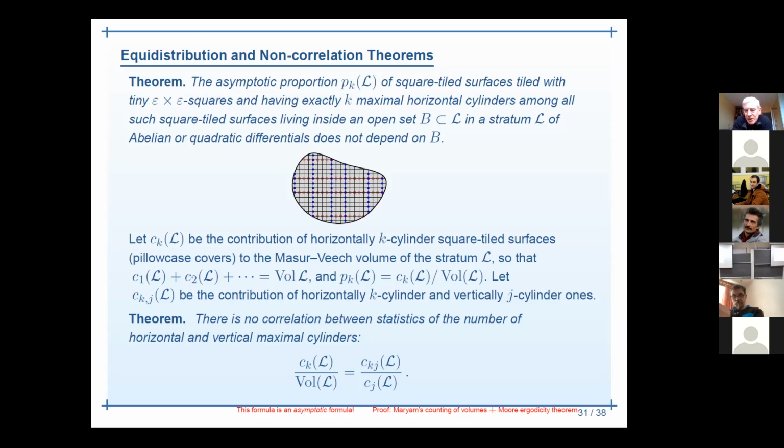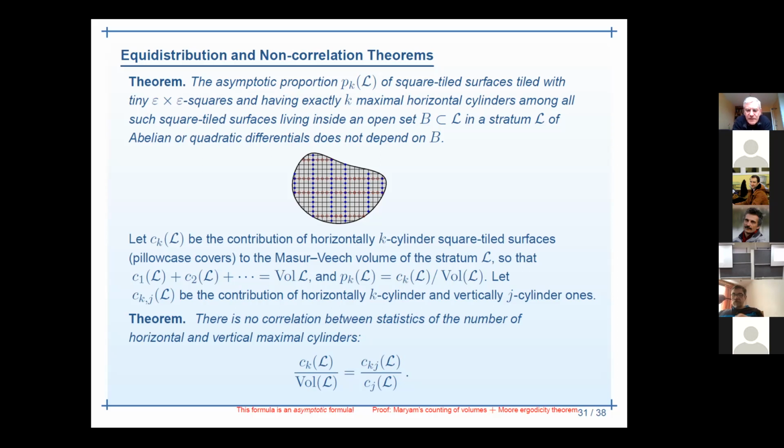In particular, you can consider, instead of those square tile surfaces which have a single band of squares, those which have k different maximal horizontal cylinders. And the probability to get a surface which has k maximal horizontal cylinders out of all square tile surfaces is the same as the probability to get a surface having k maximal horizontal cylinders after those which have j vertical maximal horizontal cylinders. And so this is valid for each stratum, yeah?